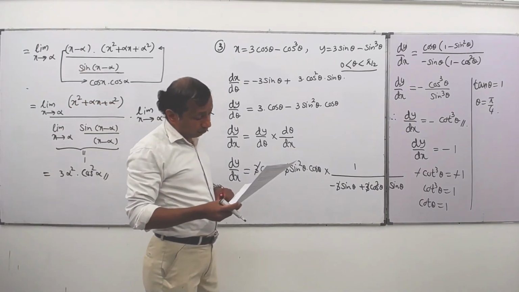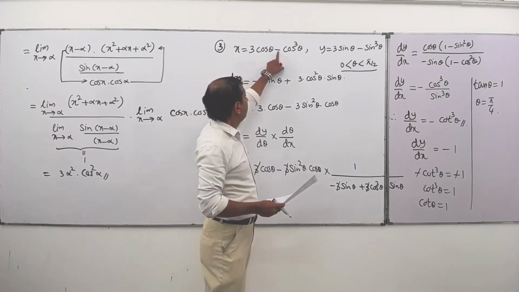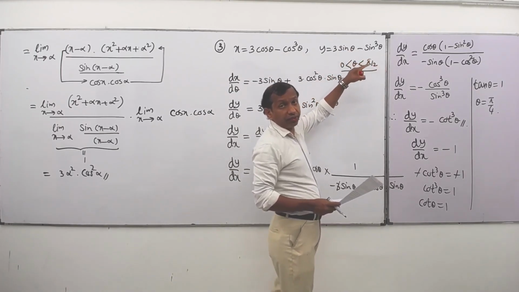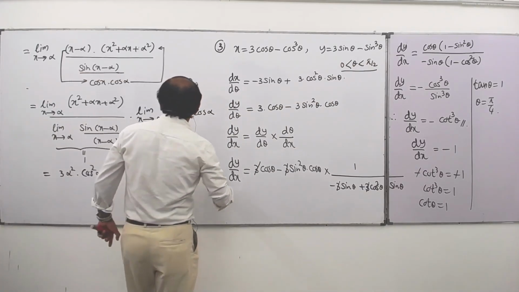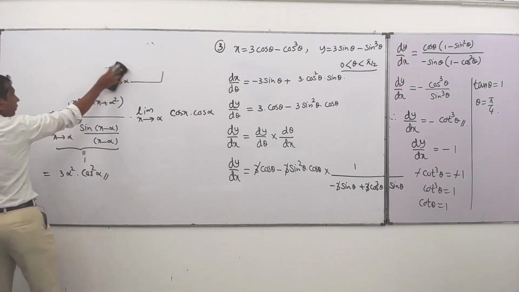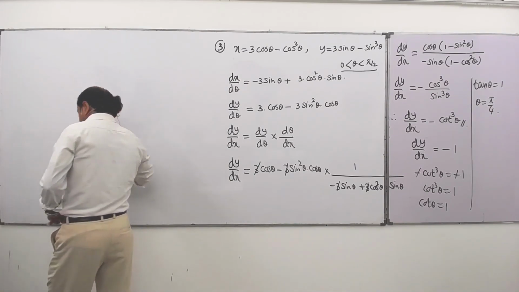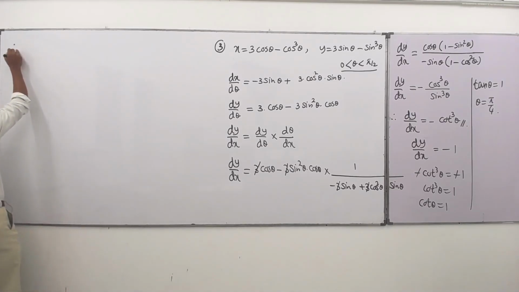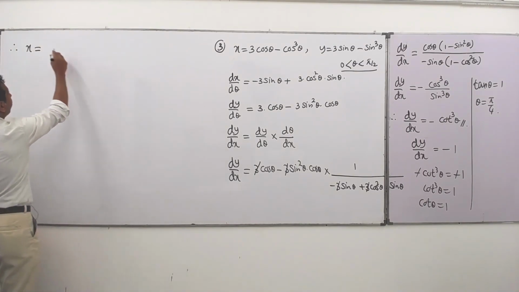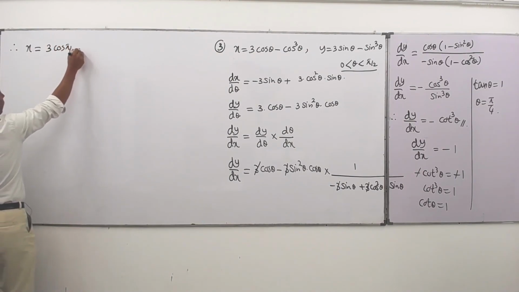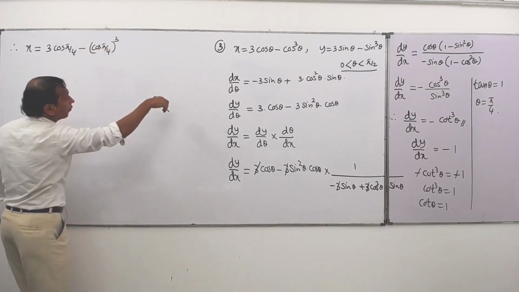Now asking to find the coordinates of the point P. That means that theta we have to put here, here, here and here to find the x and y coordinates of the point P. Then we can write point P like this. Therefore, x coordinate of the point P: put for this theta pi by 4. 3 cos pi by 4 minus cos pi by 4 to the power 3, which is the meaning of cos cube theta.